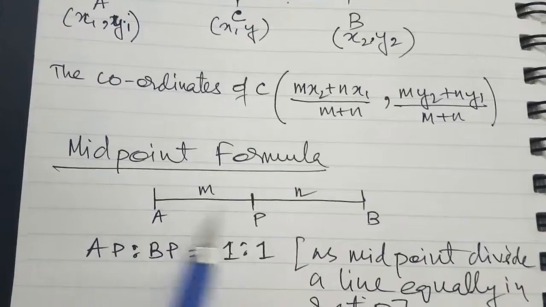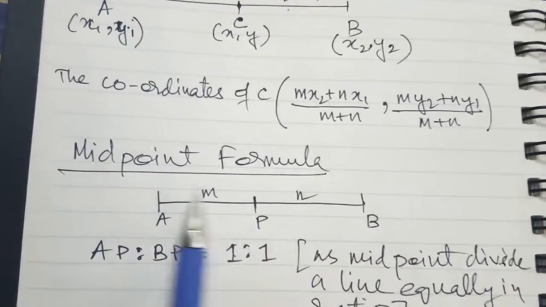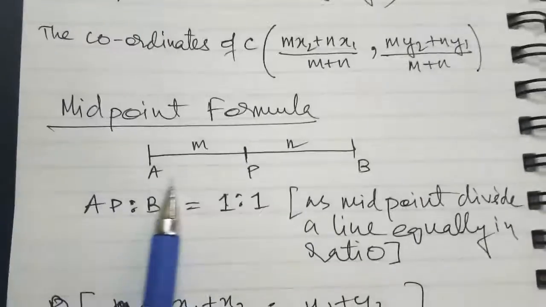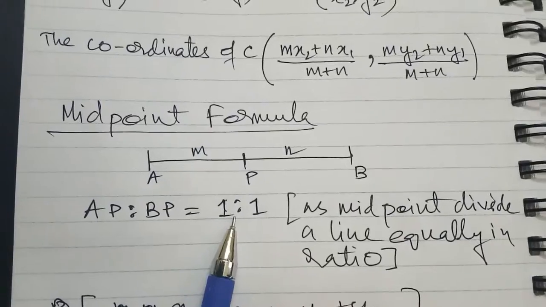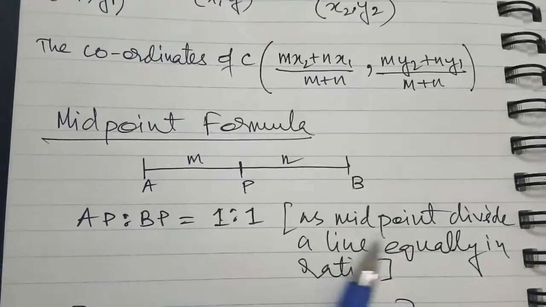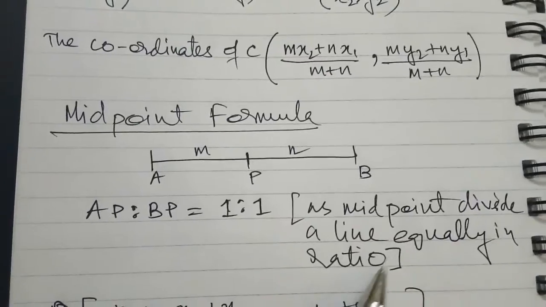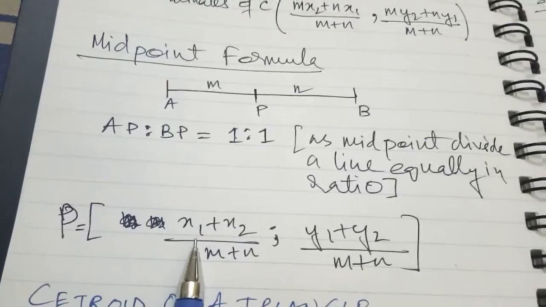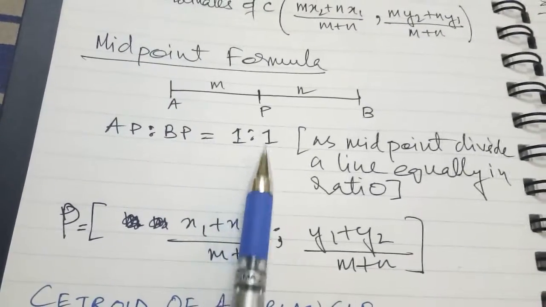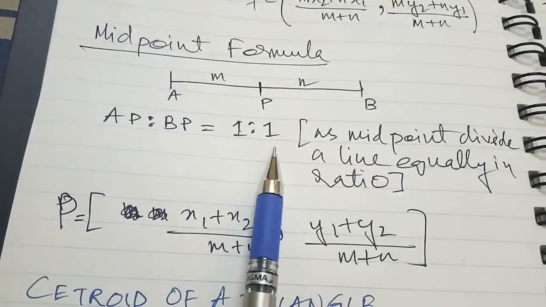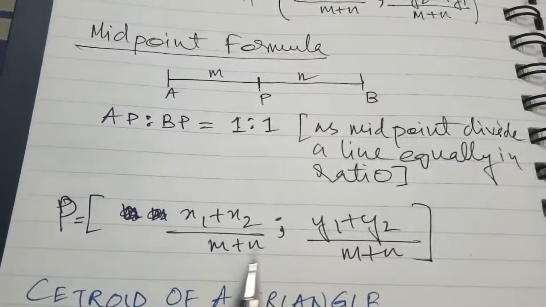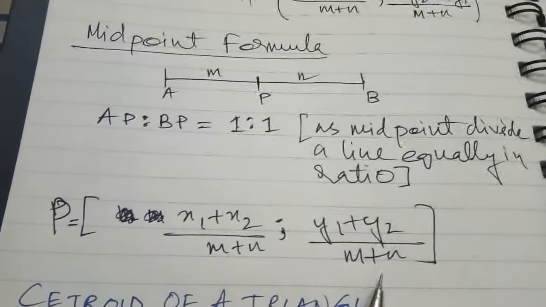Okay, now we come to the midpoint formula. The same figure, A and B are written here, and the point is P. Midpoint means our line is divided equally, so AP is to BP, what will be the ratio? Definitely 1:1, as a midpoint divides a line equally. Then the coordinates of P will be x1 plus x2 by 2, y1 plus y2 by 2. The values of m and n are both 1, so directly you can use this formula.